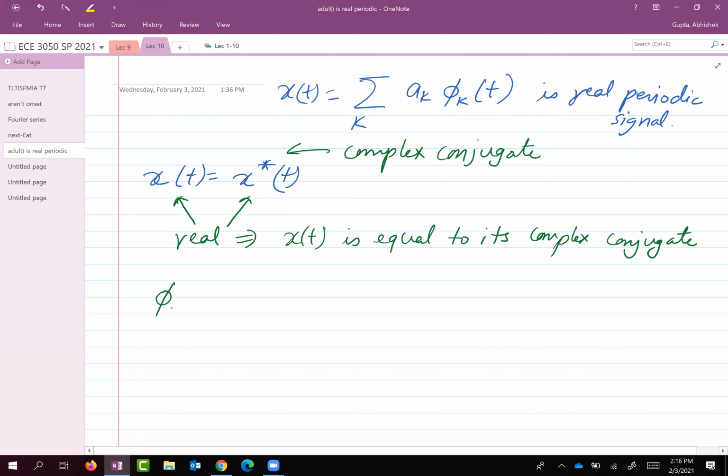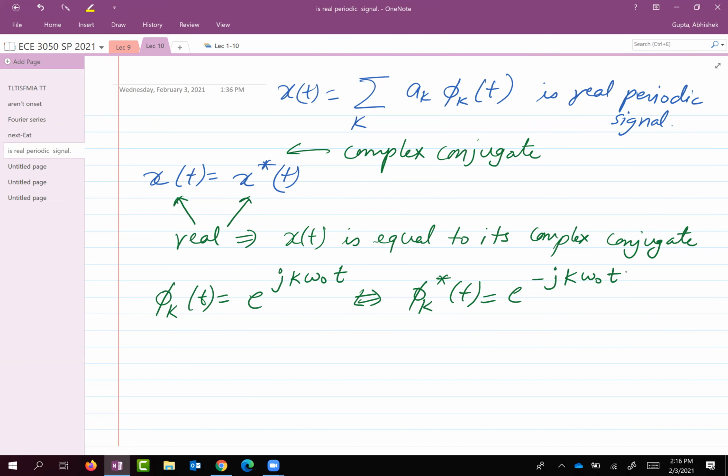Let's write down the expression for phi k of t. It's e raised to j k omega naught t. So what's the complex conjugate of phi k? Isn't it just e to the negative j k omega naught t? Perfect, yes. So you just have to replace j with minus j, and that will make the complex conjugate of that number. So I just replace j with minus j here, and I get the complex conjugate of phi k.